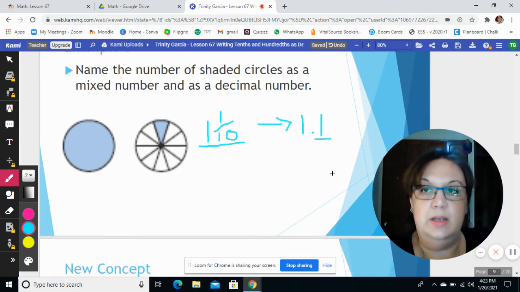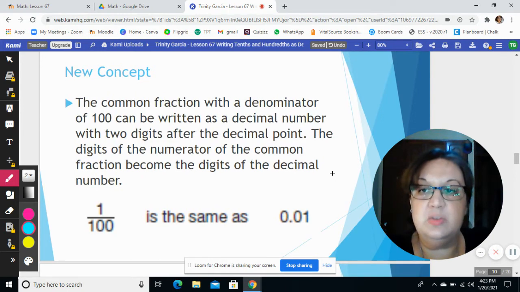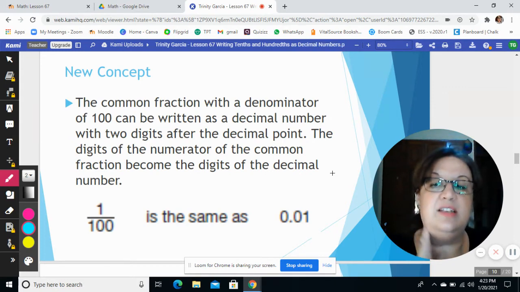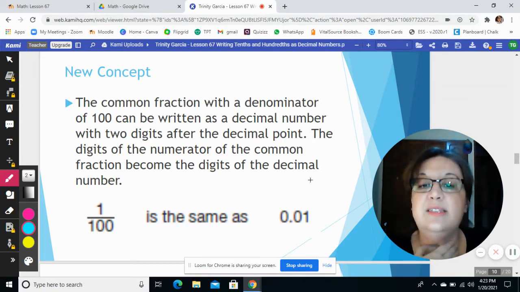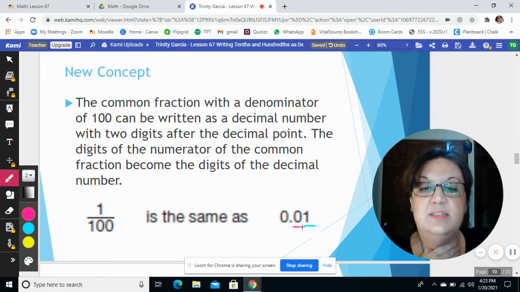Okay? All right. Here we are to our new concept, part 2. The common fraction with a denominator of 100 can be written as a decimal number with 2 digits after the decimal point. The digits of the numerator of the common fraction become the digits of the decimal number. Okay, so this time we're in the hundredths place. Super important. Before, when we were dealing with 10 on the bottom, we were just in the tenths place. But now we've moved over to the hundredths place.